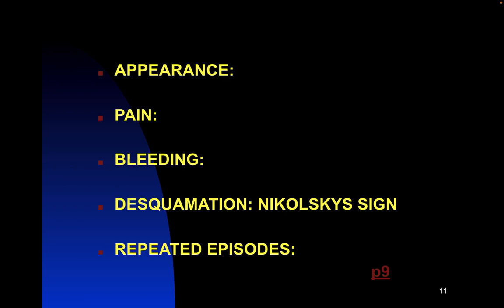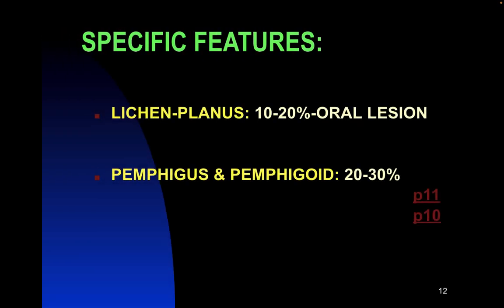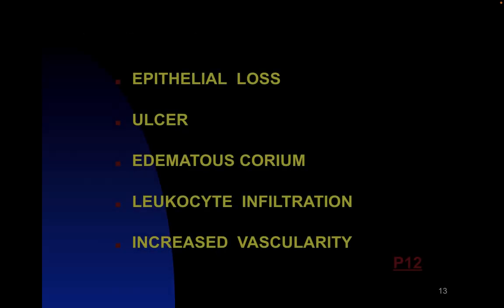We will also include appearance, pain, bleeding. First sign of desquamation is Nikolsky's sign and repeated episodes. Specific features of lichen planus: 10 to 20% oral lesions. Pemphigus and pemphigoid includes 20 to 30%.